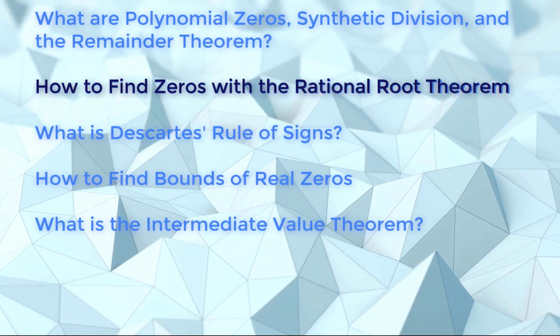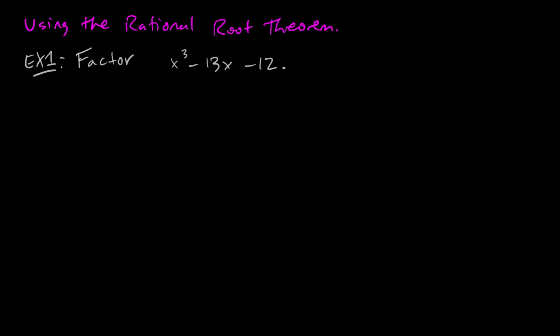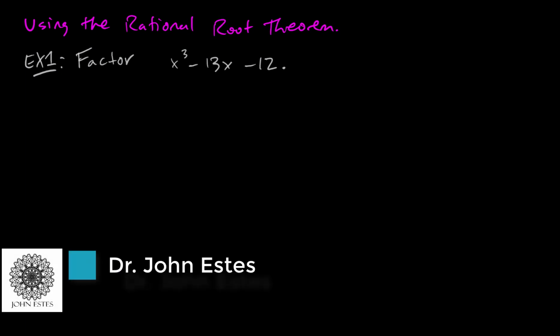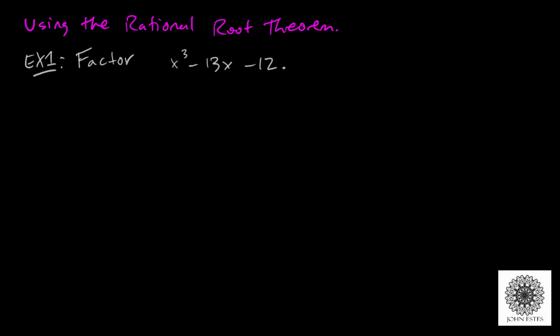Let's look at the rational root theorem and how it helps us solve questions like this. So in example 1, we want to factor x cubed minus 13x minus 12. And thinking back through all the factoring techniques I've had up until now, none of them have been able to help me solve something like this.